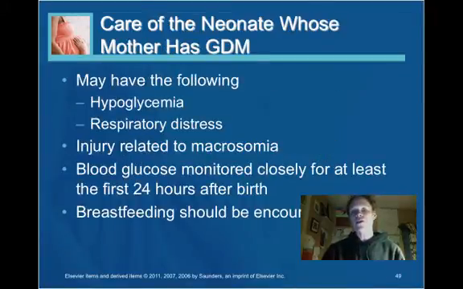So care of the neonate in a mother who has gestational diabetes. This neonate is going to need to be monitored for hypoglycemia and respiratory distress. And because of the macrosomia, because of the large size, the neonate may have sustained injury during the birth process. The blood glucose levels will be monitored closely for at least the first 24 hours after birth, and breastfeeding should be encouraged.